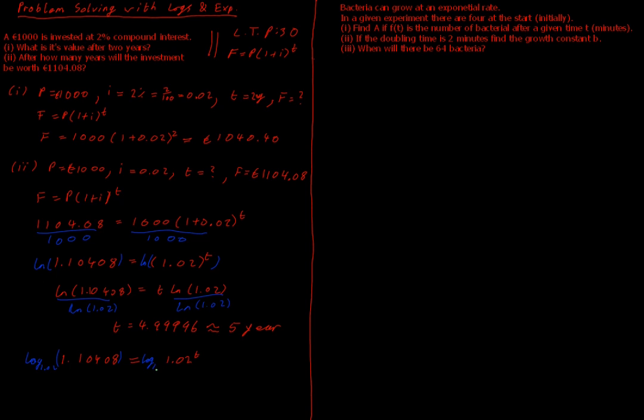Log to the base 1.02 of that. If I have log to the base a of a to the x, this is just x, because log to the base a of a is just 1. So this part becomes 1, and I'm just left with t on the left hand side. And when I put this into the calculator, I get 4.999 and so on again.